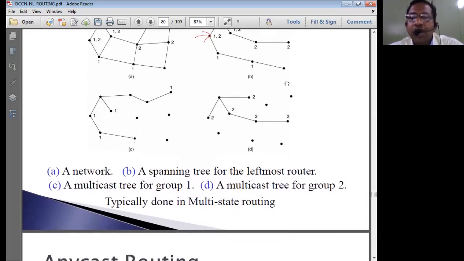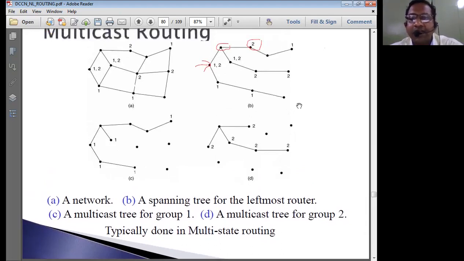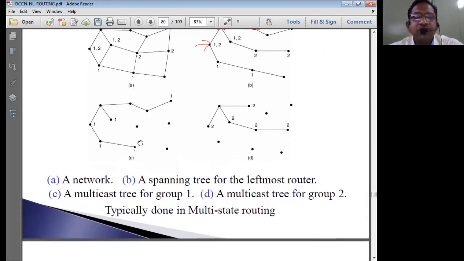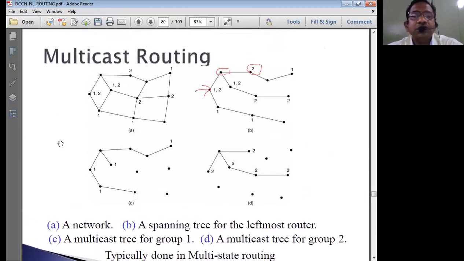These are multicasting type of graphs, so it supports multicasting. Therefore, this graph B is called a spanning tree by considering the leftmost router, and graph C is a multicast tree for group 1. This is for group 2 routers. So this is what the multicast type of routing algorithms are.